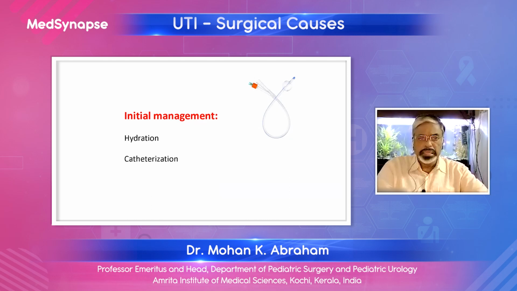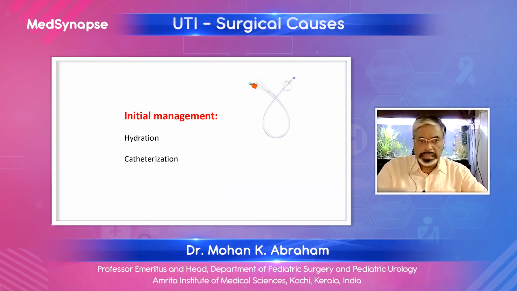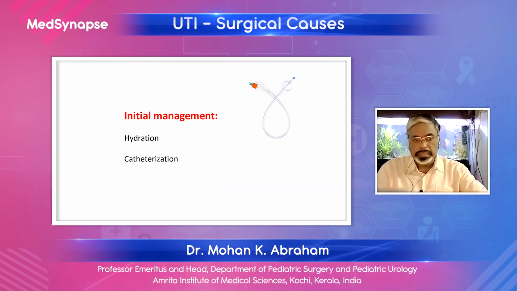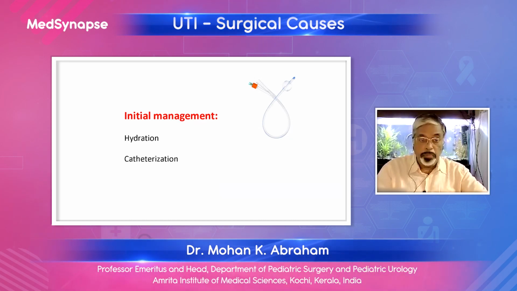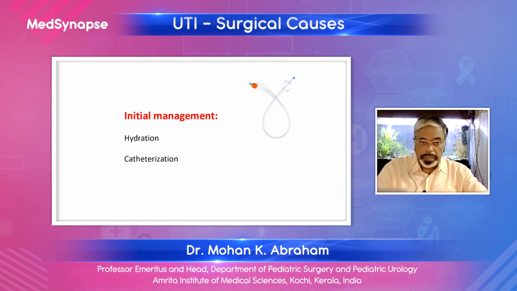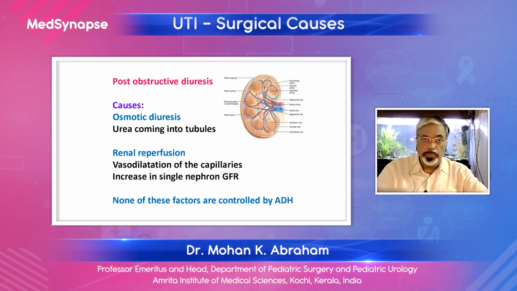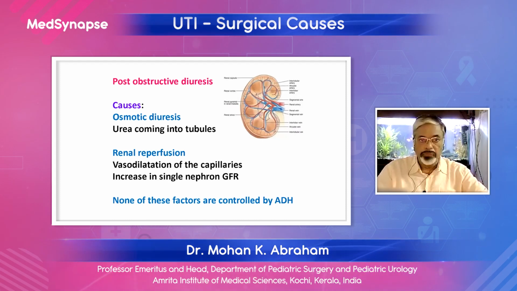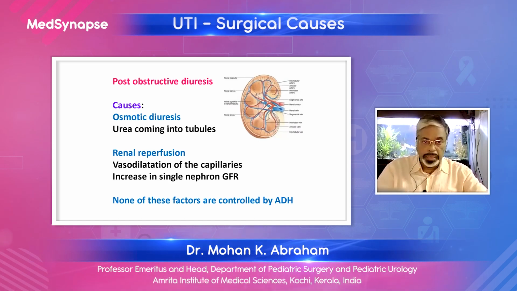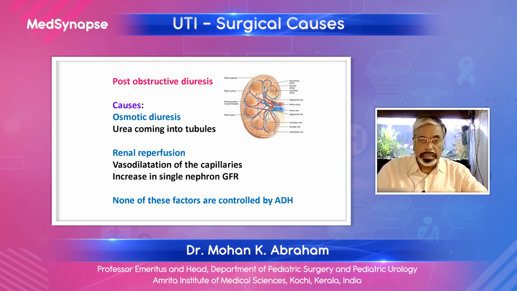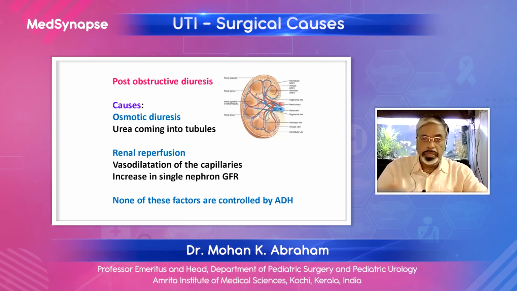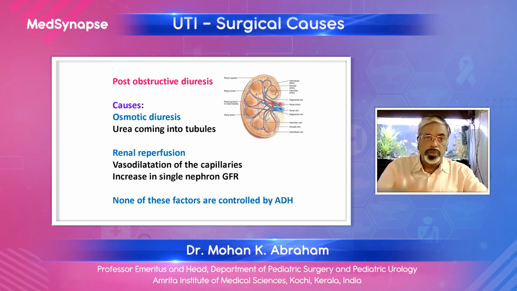So how do you manage initially? All of you know, hydration is the main thing to do first, not catheterization. Because these babies, especially if they are coming from home, are severely dehydrated. And if you put a catheter in first, what happens is they go into post-obstructive diuresis. And what causes it is, one is osmotic diuresis, because a lot of urea comes into the tubules, and the urea is hyperosmolar, and that attracts more fluid into the tubules. So the child produces a lot of urine.